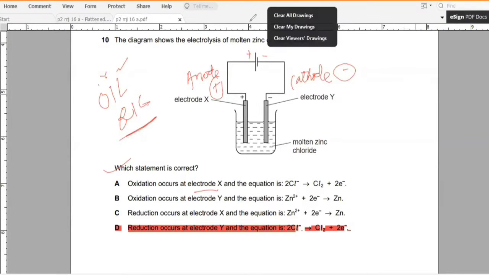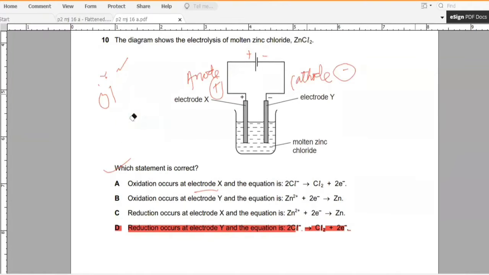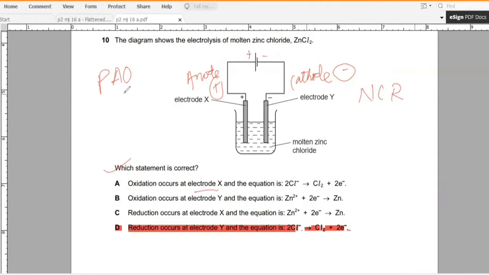Okay. So here, on which side does oxidation take place or which side does reduction take place? If you cannot remember OIL RIG, then remember these two statements. Here I write POA and NCR. POA and NCR. If you cannot remember OIL RIG, then remember this POA NCR. POA: P for positive, anode, oxidation. That means the anode side always has oxidation taking place.